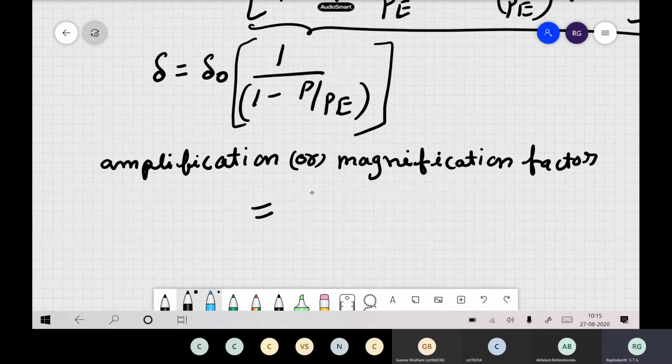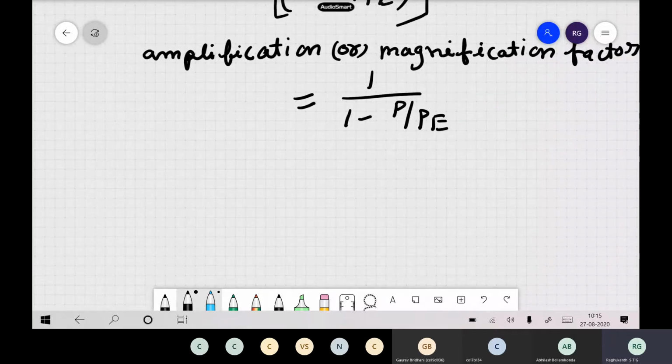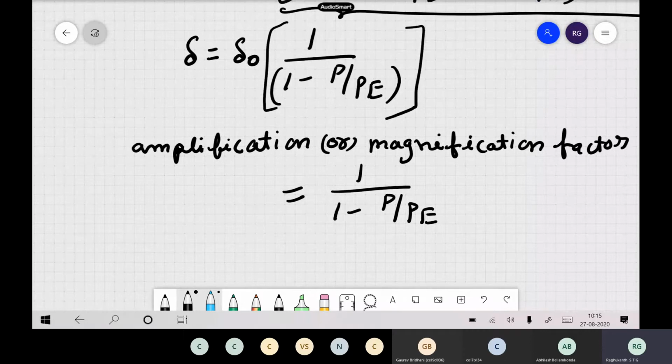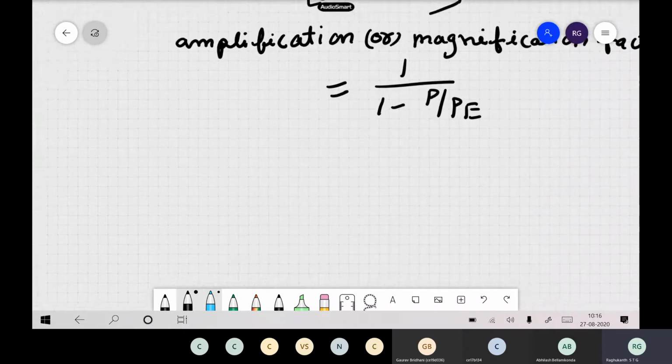So this is your 1 by 1 minus P by P_E. This is a very important quantity which is widely used in design actually. So when you have an axial load acting on your beam, not only is your lateral load there, so what we are trying to say is your deflection gets amplified by this much amount. This is very important.